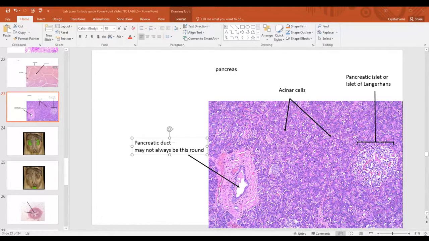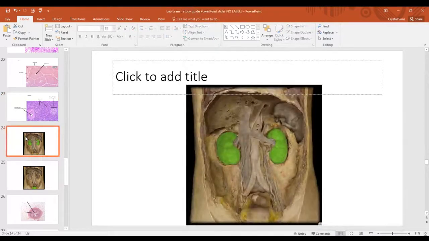So, all right, can everybody see now on the speaker? Because on my screen, I can see that I've labeled the pancreas. I've got the pancreatic duct, I've got the acinar cells, and I've got the pancreatic islet on there. Can everybody see my labels? Okay, Megan can see. Erica can see. Kaylee, can you see my labels? No. I don't know why.